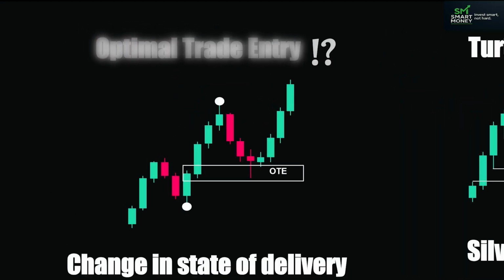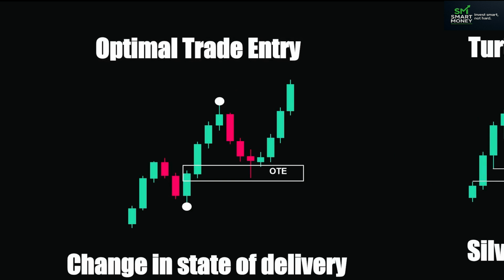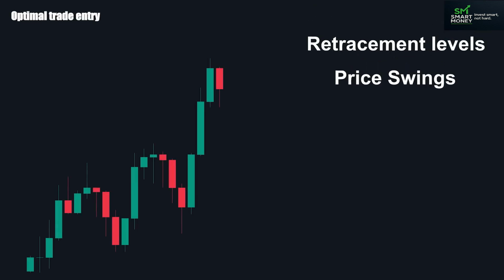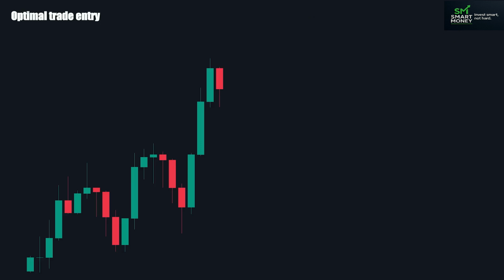Finally, we have ICT's Optimal Trade Entry, or OTE. This strategy mainly relies on Fibonacci retracement levels and key price swings to predict the start of strong impulsive moves and set potential targets. Imagine we're in an uptrend and want to buy low and sell high to take advantage of the bull market. We can't just jump into a buy trade right now because the price is too high and could drop at any moment. Instead, we need to wait for a pullback to enter at a better price.